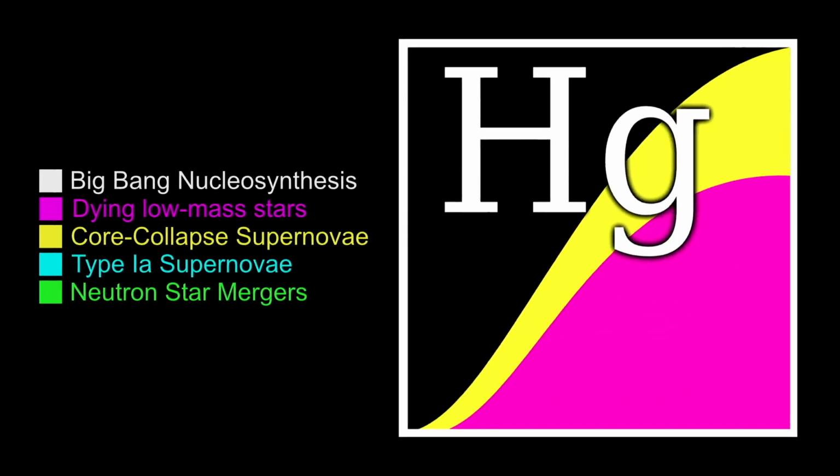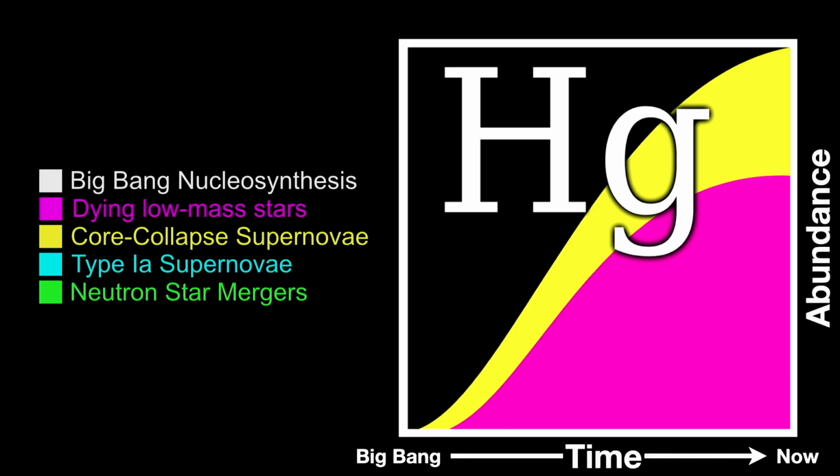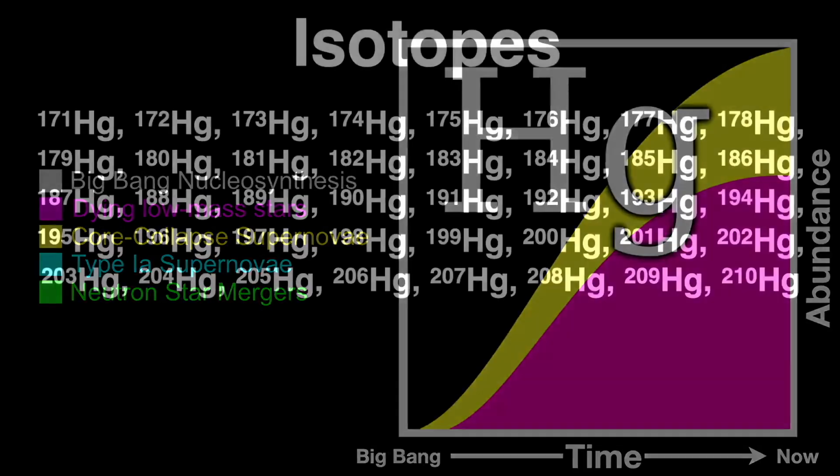The horizontal axis of this square represents time, from the Big Bang to now. The vertical axis shows the proportion of mercury created by various processes relative to the Sun. About 2/3 of mercury present today is believed to be produced by dying low-mass stars, the magenta area. The rest is produced in supernovae, the yellow area.